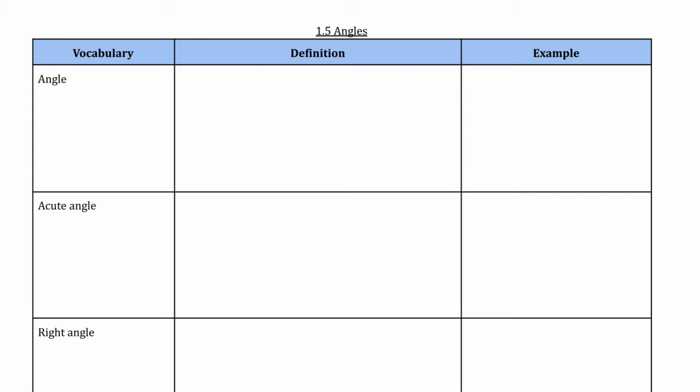The first thing that we need to do is define what an angle is. It is made up of two rays with one common endpoint.